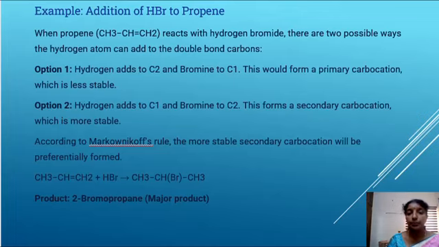According to Markownikoff's rule, the more stable secondary carbocation will be preferentially formed. So we can write the equation as CH3CH=CH2 plus HBr gives CH3CHBrCH3. That is, the product will be 2-bromopropane.